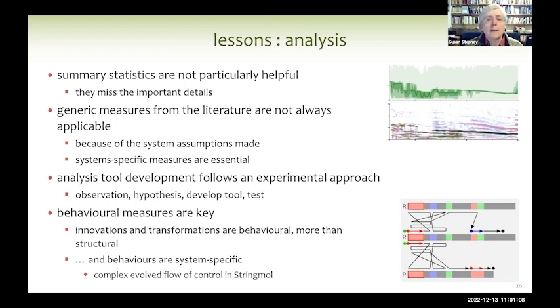And also, behavioral measures are much more important than structural measures. Very often in the literature, the particular measures that you find for complexity and so on are structural, but in all of these systems, it's the behavioral measures that are of most interest because it's things like the behavior of parasitism or the behavior of defenses against parasitism that are the key behaviors and the key drivers of the complexity. And again, the behaviors are very system specific, and so they're much more difficult to find generic measures for them.